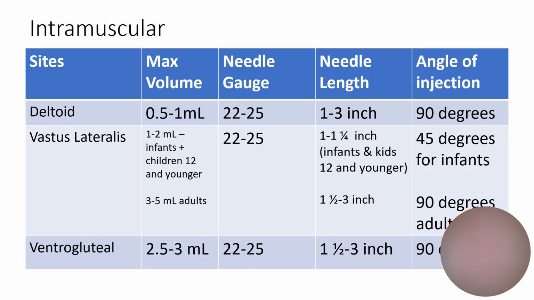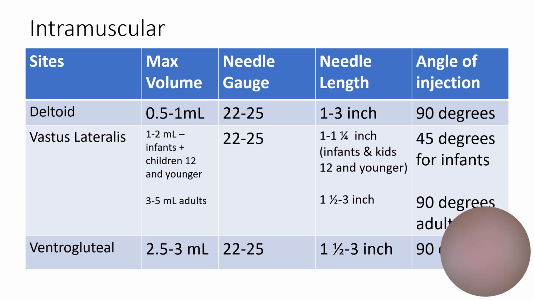Your intramuscular injections, you can give in 3 different sites: the deltoid, vastus lateralis, and your ventrogluteal. Your max volume for your deltoid, which is your arm, is 0.5 to 1 mL. The needle gauge is 22 to 25, the needle length 1 to 3 inches, and angle of injection is 90 degrees.